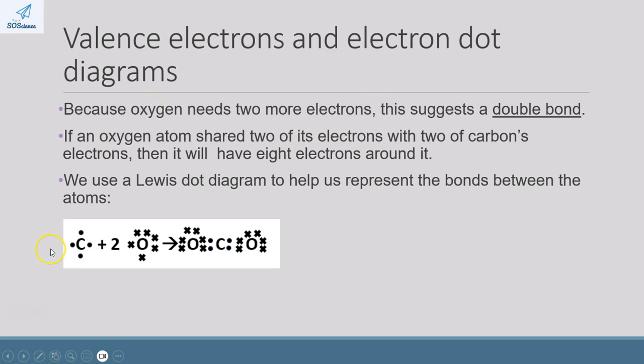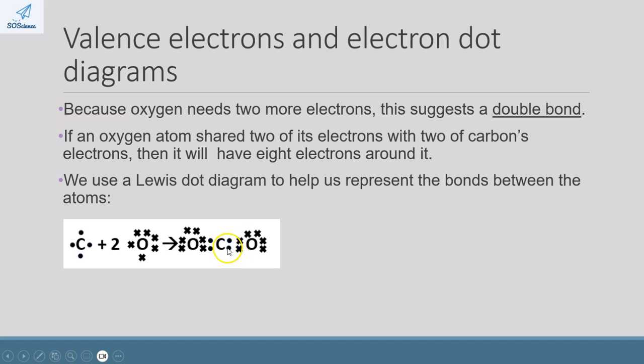So here we have the Lewis dot diagram of a carbon atom, and here we have the Lewis dot diagram of an oxygen atom. But because it is CO2, we know that we have 2 oxygen atoms involved. We also know that the oxygens go on the ends and carbon is the central atom. So the circles or dots represent carbon's 4 valence electrons, and the crosses represent the 6 valence electrons of oxygen.